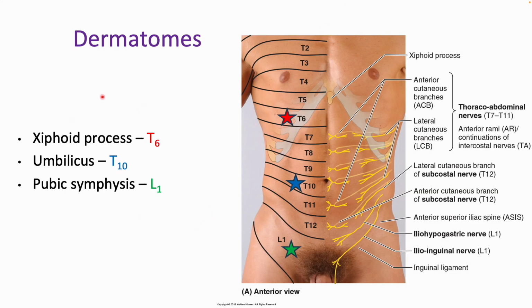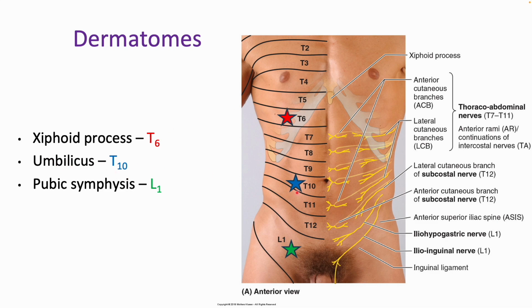And so now let's look at dermatomes. So this is going to be cutaneous innervation, and this is a really, really important concept to get down. So we've already talked about what dermatomes are previously, but there's a few landmarks that you really want to know, and that's going to be the xiphoid process being at T6, even though it's kind of pictured funnily here. We want to know that the xiphoid process is at T6, and that's our red star.